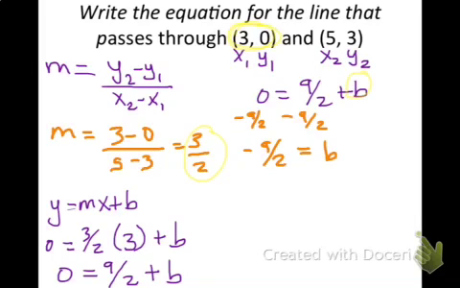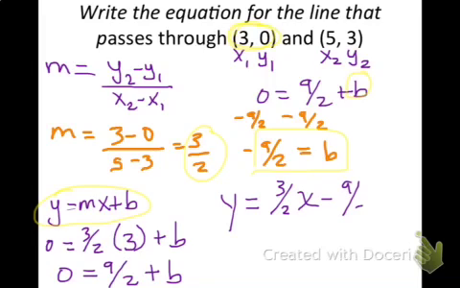So now that we have our b and we have our slope, we can go ahead and put it into y equals mx plus b form. So y is just y. M is 3/2. X is just x. And minus 9/2. Just putting in our y-intercept. All right. So that's the end for this video.